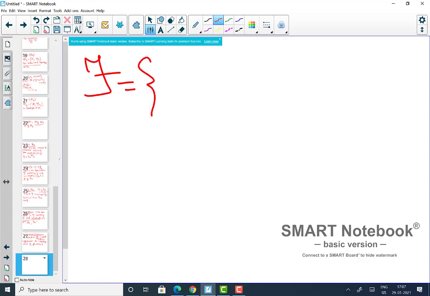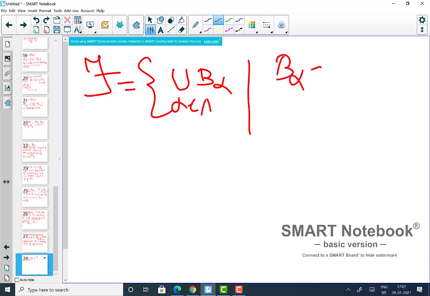You generate the topology like this. You take any kind of union of the B_alphas, and each B_alpha is a finite intersection: the intersection of S_i for i equal to 1 to n_alpha, where each S_i is an element of that subbase.